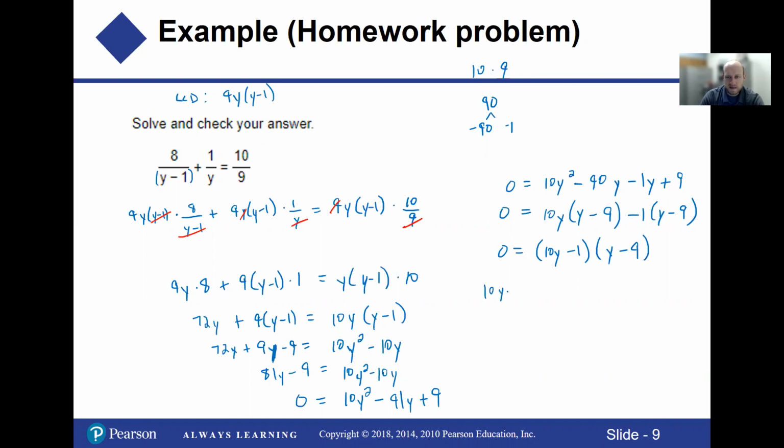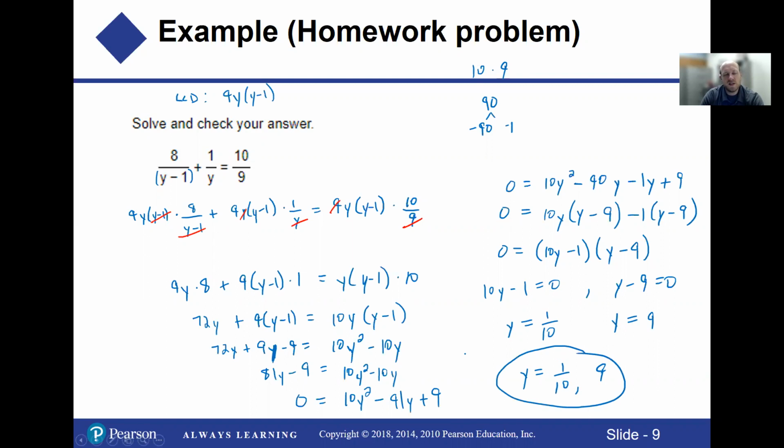And then again, I use the zero product property, and I set each of these equal to 0, and I solve for y. So this one, I add 1 and I divide by 10. I have y equals 1 over 10. And then this one, I just add 9. So I have y equals 1 over 10 and 9. Okay, those are your solutions there. Again, you can check to see if those make your denominator 0. Neither of them would if I substituted, and those are going to check out.